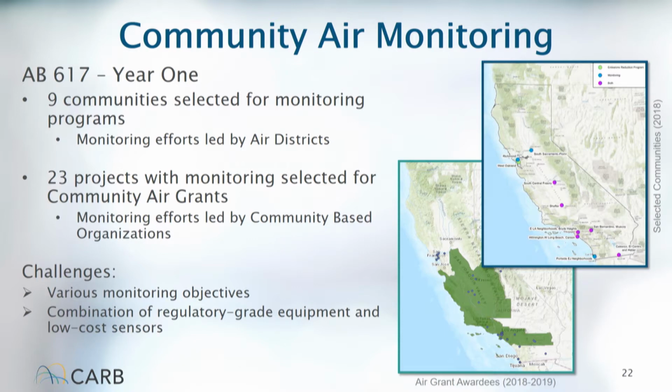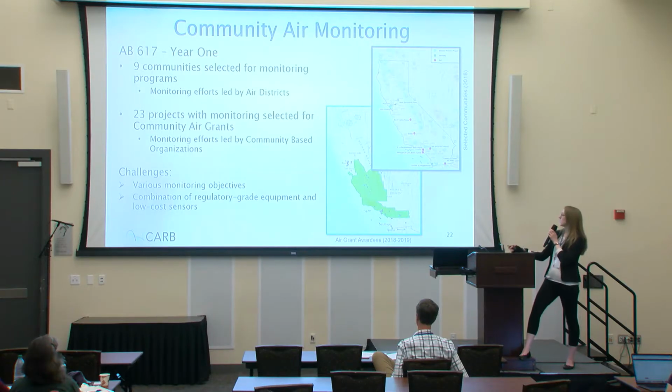So as you can imagine, with these maps showing the locations of the 9 communities and the various air grants with monitoring components, we have a wide variety. We have very, very unique communities that are all going to have very different pollutants that they are concerned about, as well as different objectives for their monitoring and different things that they hope to get out of it.